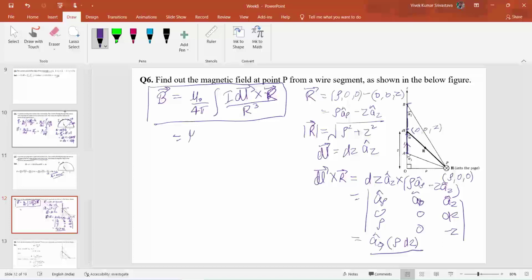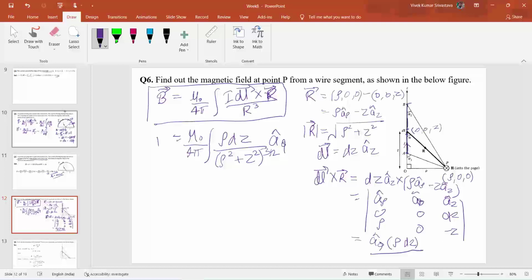So this magnetic flux density B is defined as mu naught over 4 pi integral rho dz over rho square plus z square raised to the power 3 by 2. Okay, and the direction is along a phi. a phi means into this plane. Okay, into this page, or say into the screen of your mobile or laptop, whatever it is.